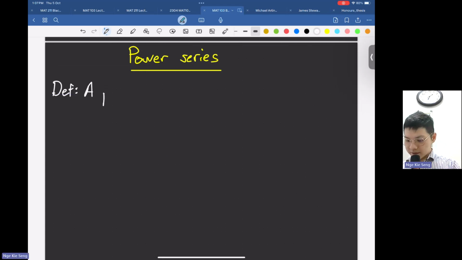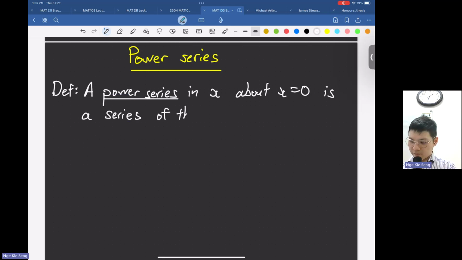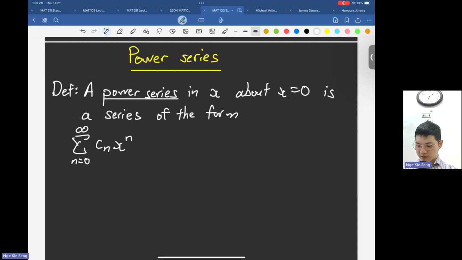A power series in x, typically about x equals 0, is a series of the form: a bunch of coefficients in front of the monomial x^n. How should we read this? Summing from 0 to infinity.